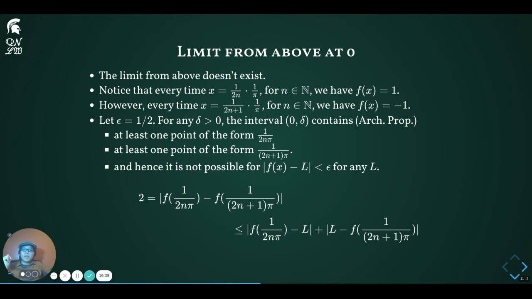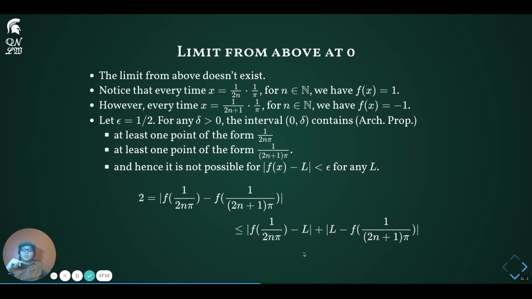This is due to an application of the triangle inequality. As we said before, within the interval 0 to delta, there is at least one crest and at least one trough. So knowing that the distance between the crest and the trough is 2, since the crest has height 1 and the trough has height -1, we know using the triangle inequality that the distance from the crest to L plus the distance from the trough to L must be at least 2. This is what the displayed statement says.